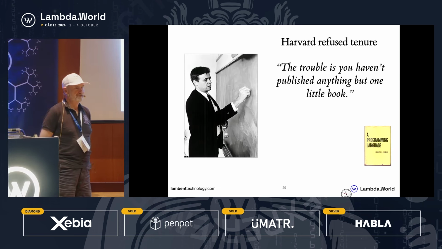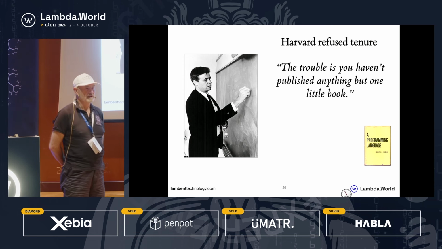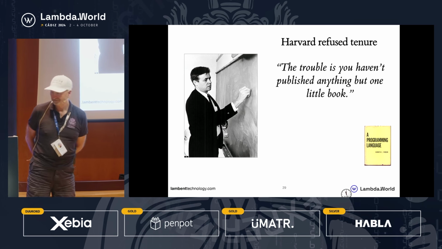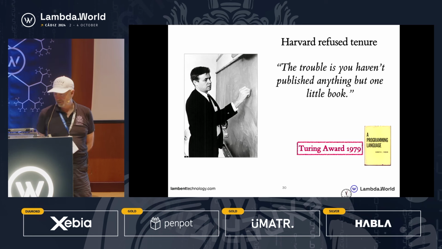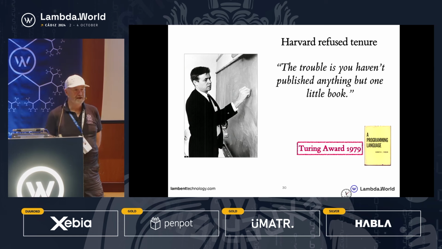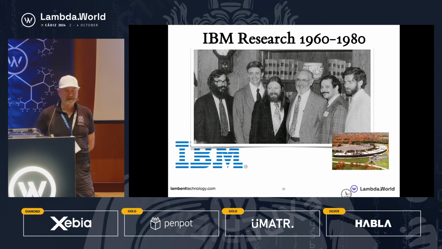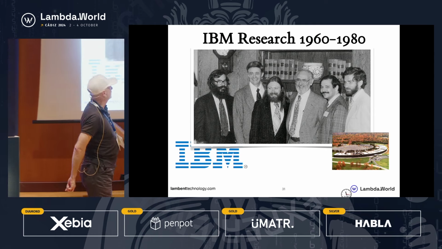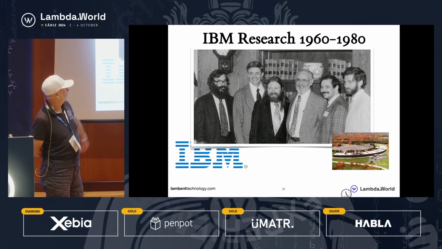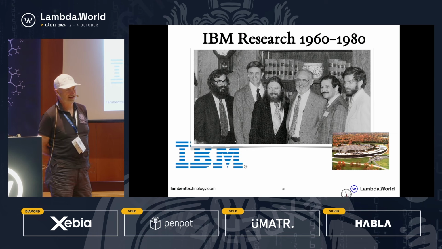When Ken applied for tenure at Harvard, they refused it, telling him that the problem was he'd only written just the one book, and it was quite a small book. So it was the book that got him the Turing Award later, but they couldn't see that then. So Ken quit Harvard and went to work at IBM. And here he is at IBM Research, big facility in Yorktown Heights in upstate New York, with the team that gathered around him to implement APL as an actual programming language on an actual computer.